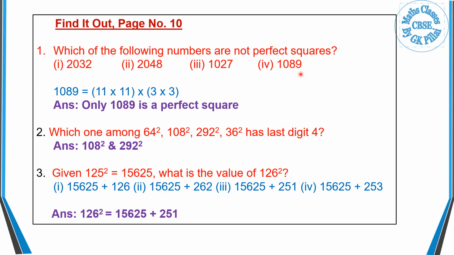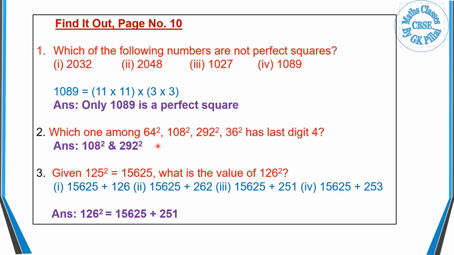Now let us come to this number. Looking at this number, you can say this is a square number, but let us prime factorize and confirm. When you prime factorize this number, you will get 11, 11, 3 and 3. So naturally 1089 is a perfect square and the remaining are not perfect squares. You don't have to write this one. You can write only that it is, but these numbers are not perfect squares.